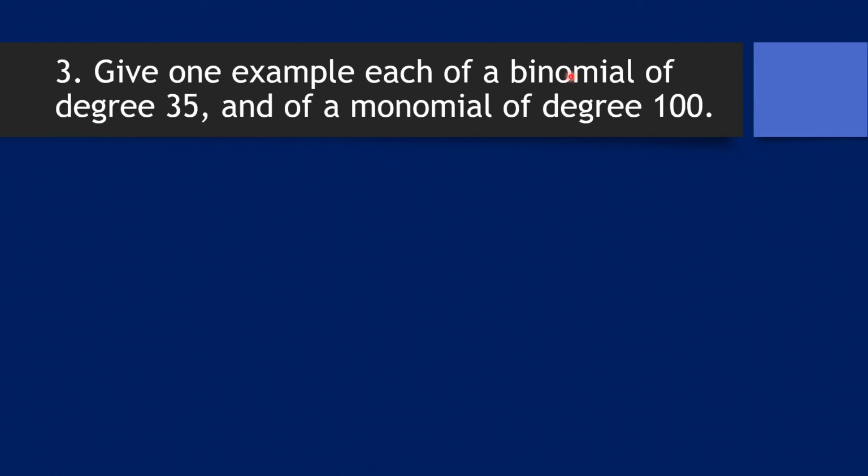As we all know, a binomial is a polynomial having two terms, and in that we need to give the highest power, that is 35. And another, a monomial, we need to create, where the monomial is an expression having only one term and the degree of that expression should be 100.